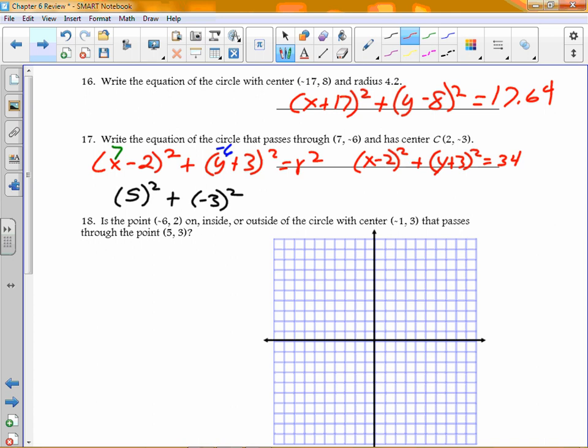Where would it be if it was less than 34? Inside. Greater than 34 is outside. And so when I took the point (7, negative 6), I got this point right here. I took that point and plugged it in. It was inside the circle.